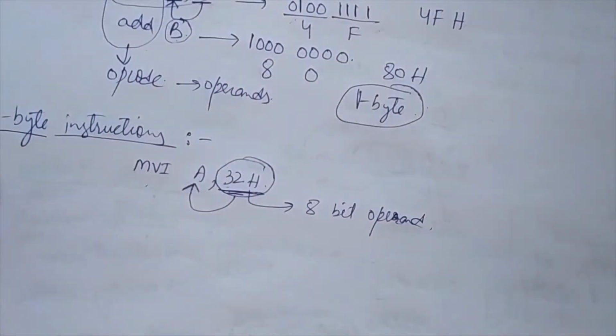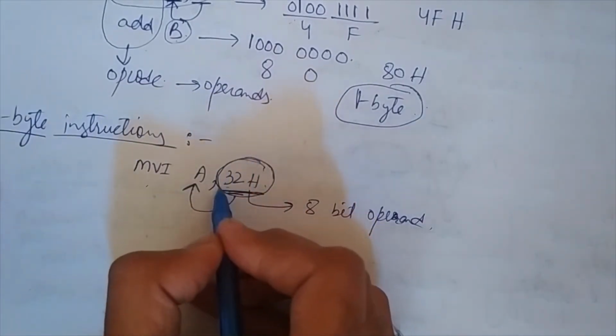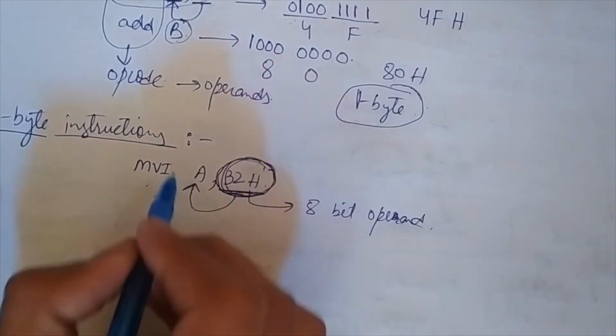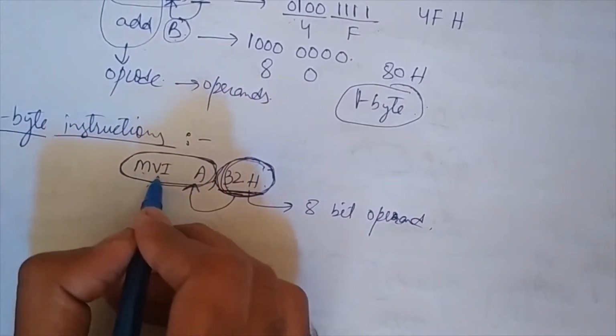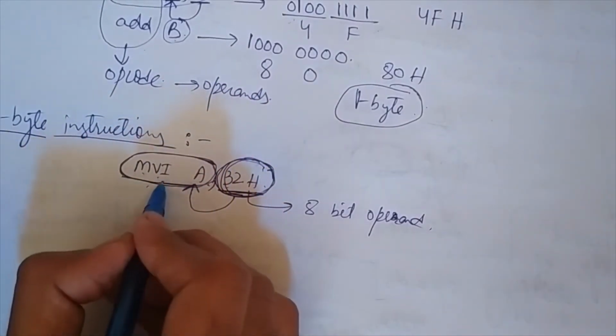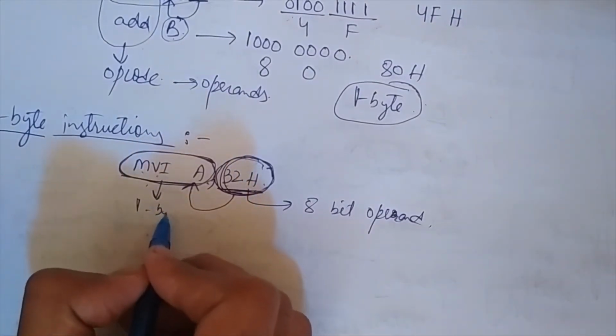Since it is a 2-byte instruction, 1 byte will be occupied by this immediate value. The other byte will be used to store the information about MVI A. So there are 2 bytes, the 1st byte and the 2nd byte.